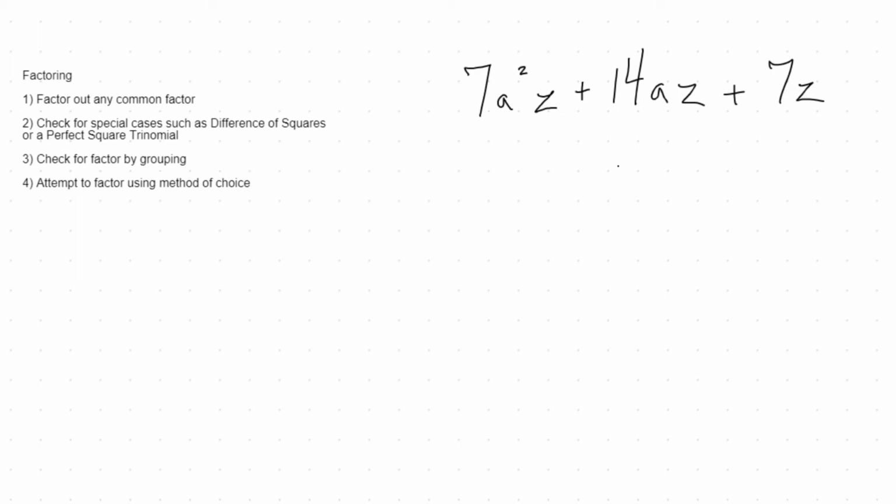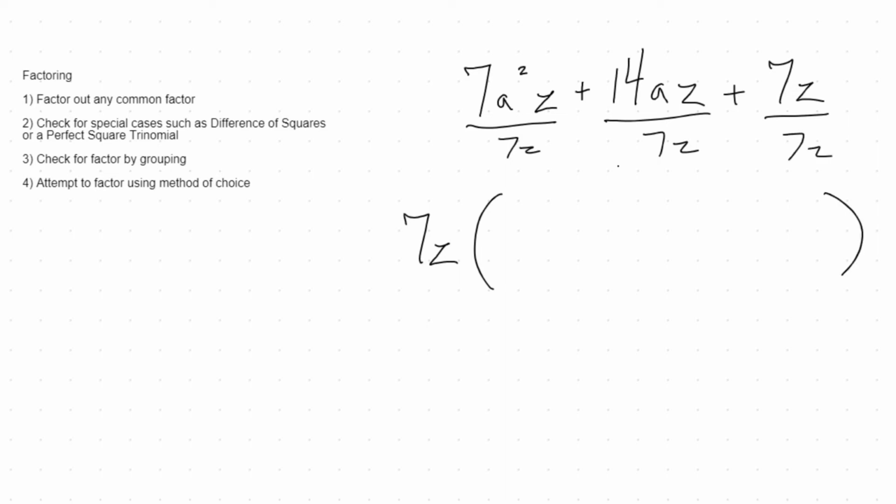So what we can do, as we talked about in our previous videos, is we can factor out what they have in common, which means dividing each of these by whatever it is that we're factoring out, and that's going to tell us what's going to be inside the parentheses. So when we divide by 7z, that's going to leave us just with a squared plus, and then that's going to give us 2a, and lastly is going to be 1.